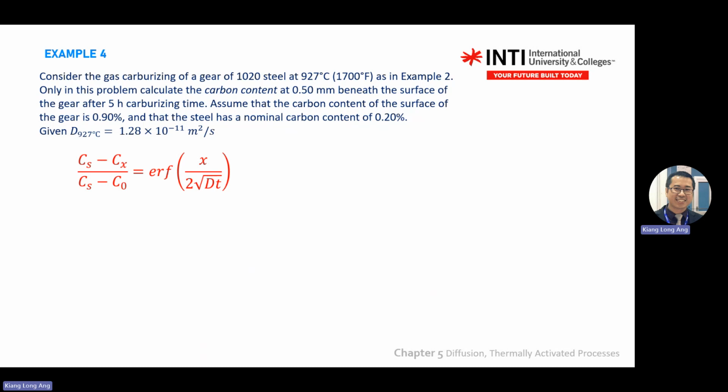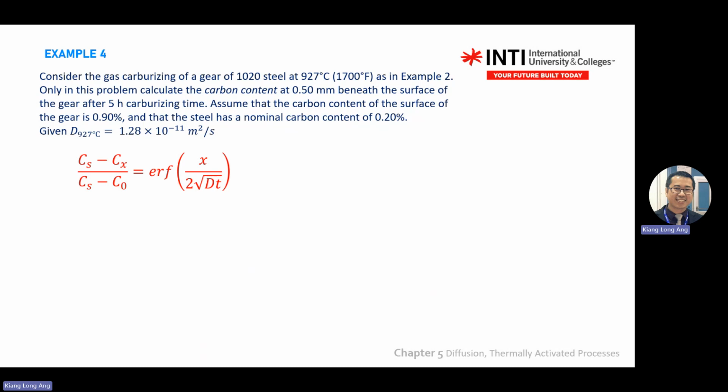Okay, convert to meter. D is given, convert to meter. T is given, 5 hours into seconds: 5 times 3,600, right? Times 60 times 60. So only one is missing there. The challenge is don't read the wrong value.